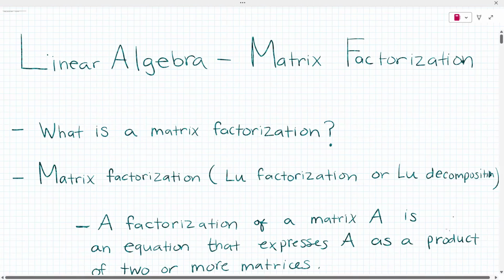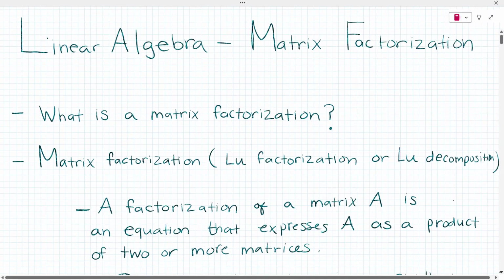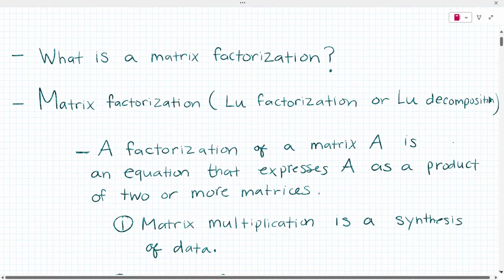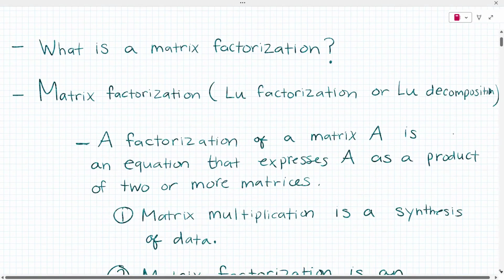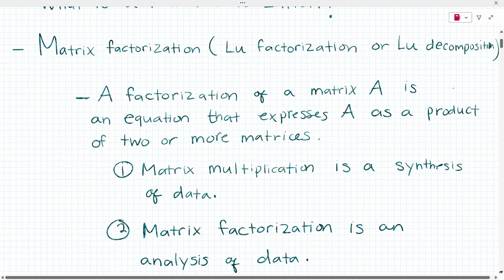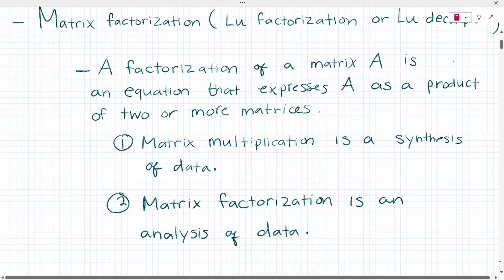So matrix factorization is a factorization of matrix A, an equation that expresses A as a product of two or more matrices. It's basically breaking it down into more than one matrix, if that makes sense. Matrix multiplication is a synthesis of data. Matrix factorization is an analysis of data. So that's matrix multiplication as a synthesis of data, and matrix factorization as an analysis of data.